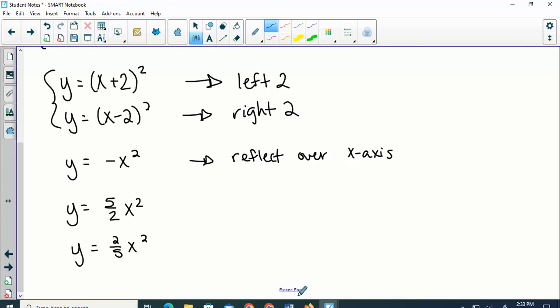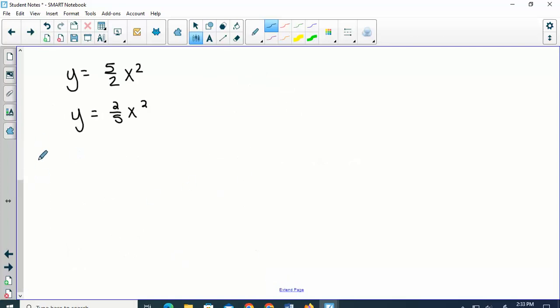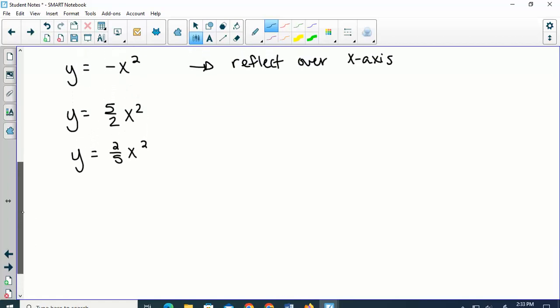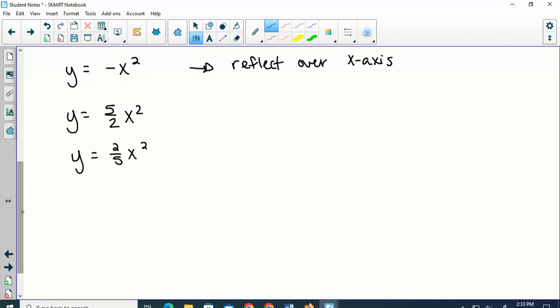All right, so let's look at these. One of them I'm going to multiply by 2/5, one of them I'm going to multiply by 5/2. We know we're not moving up or down, left or right, because we're not adding or subtracting anything. The example I gave you was like taking a rubber band and stretching it. If I multiply by 5/2, that's like 2.5. So I'm saying, I'm going to make it 2.5 times as tall as it was. What does that do to our graph?